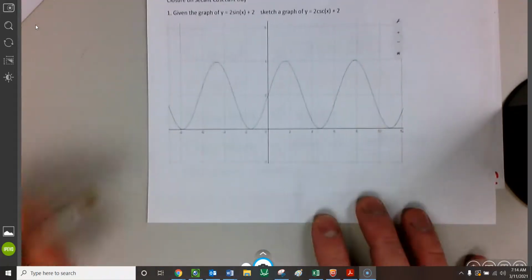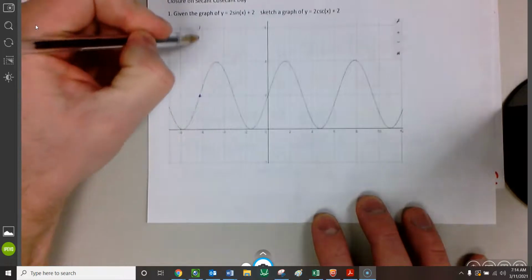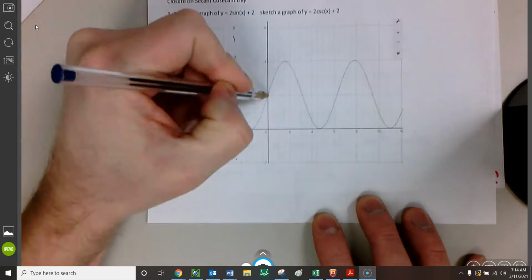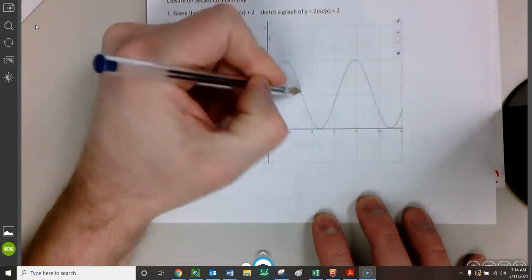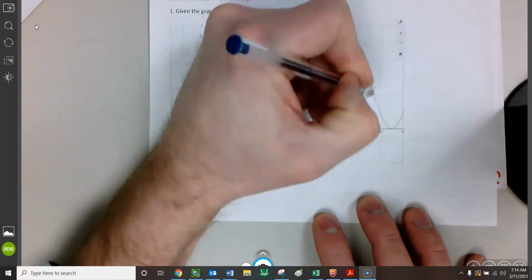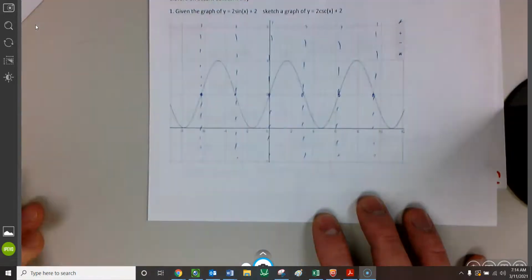Okay, so let's find the nodes. Those are the ones in the middle. Maybe like around here. There'll be an asymptote. Here. Asymptote. There. Asymptote. This is a big one. Asymptote. Looks like I don't see any others.